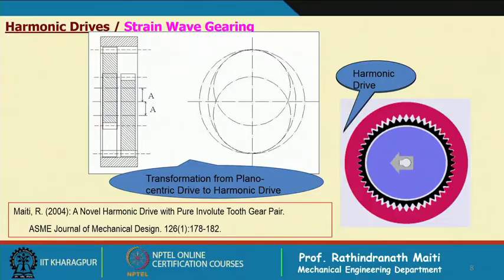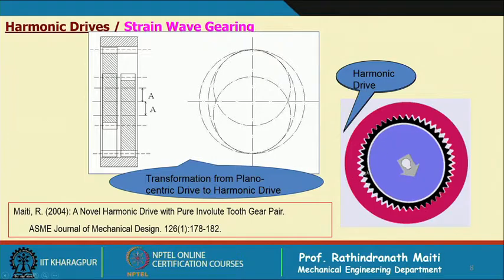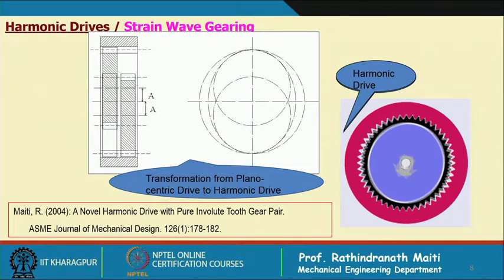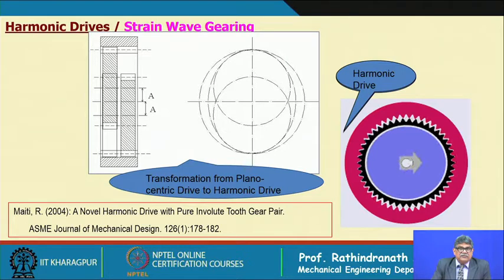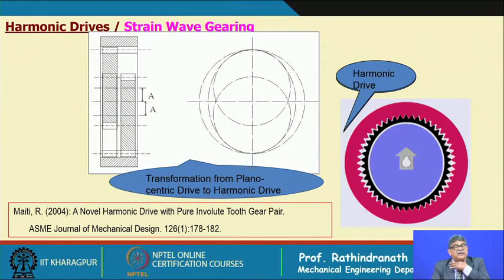Now, more details are available here. If you are interested, then you can read this paper. So, what we would say is that the 2 gear epicyclic drive with involute-like teeth can give the form of a harmonic drive.